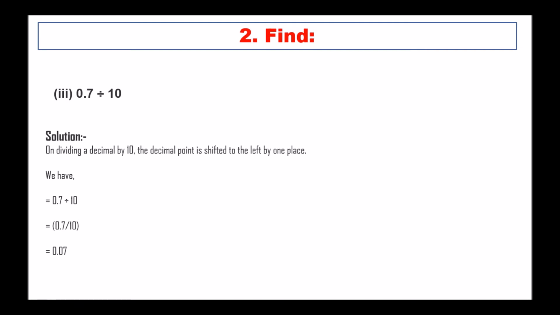0.7 divided by 10. So it is 0.7 divided by 10. Now decimal point will come before 0. So it will become 0.07. 33.1 divided by 10. So on dividing by 10, the decimal point is shifted to the left by 1 place. So it is 33.1 here. Now the decimal point will come here before 3. So it will become 3.31.